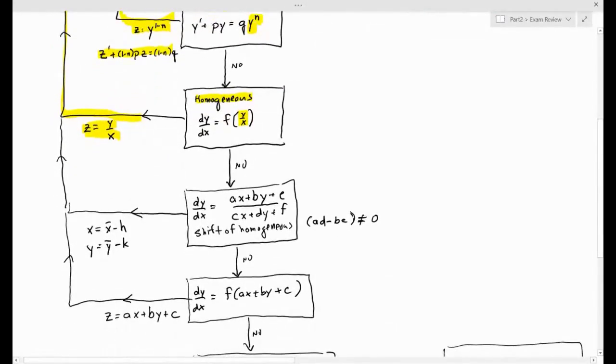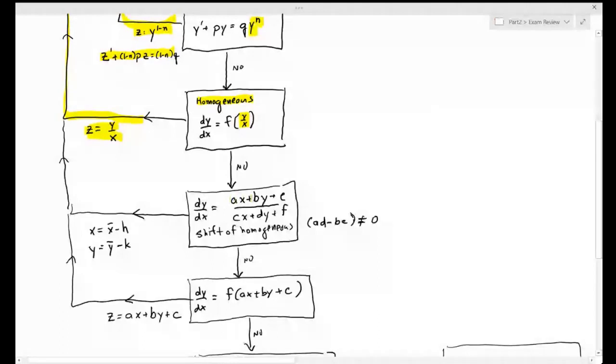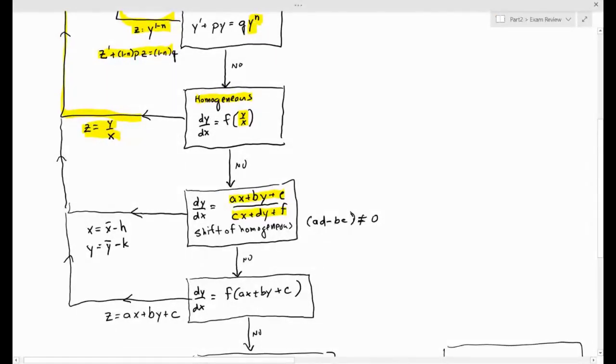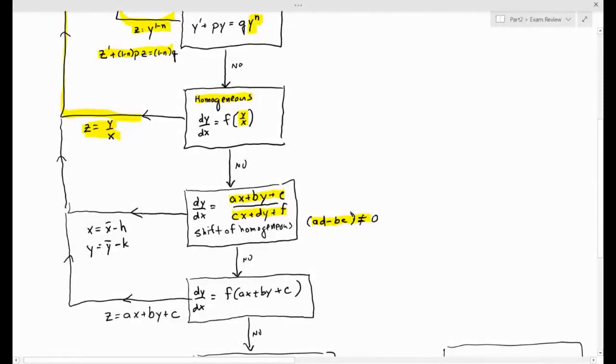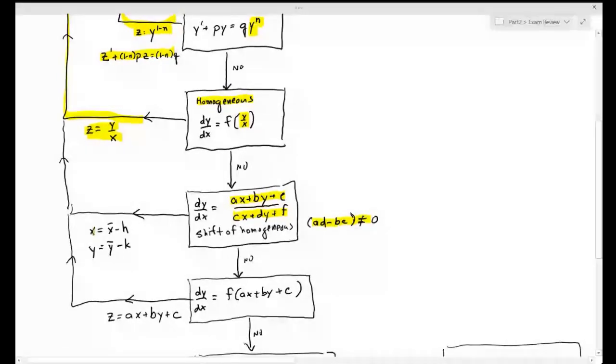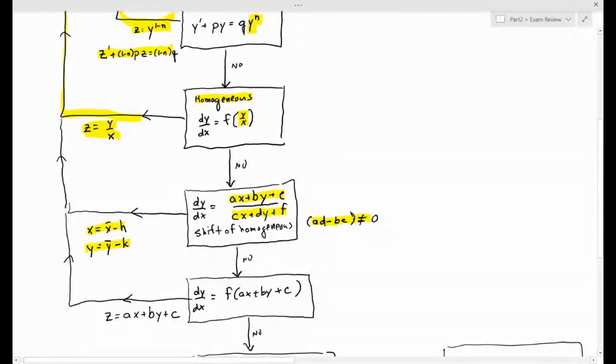So if it's not homogeneous, perhaps you have a differential equation of the form where y prime is this rational expression where x and y are just simple linear combinations plus a constant. And as long as AD minus BC is not 0, you're doing a shift of variables so that the differential equation does then become homogeneous.